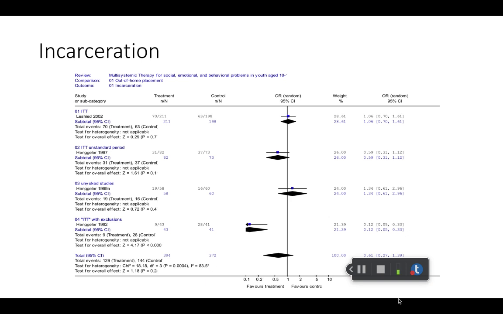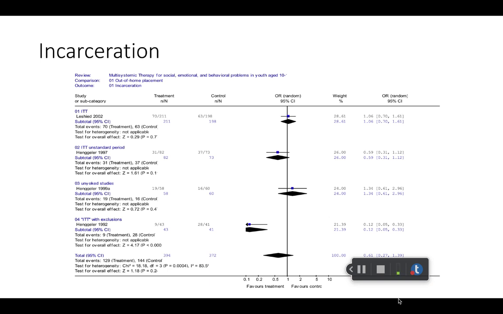Okay, then you can ignore the black diamonds in the middle of the graph, but going down the graph, you see that for study 2, we have a result that seems to be to the left of the line of no difference, so it favors the MST group, but the confidence interval crosses the line of no difference, showing that the result is not statistically significant.